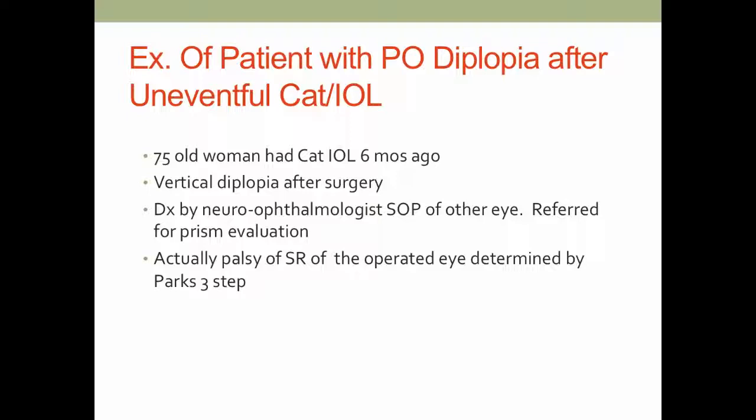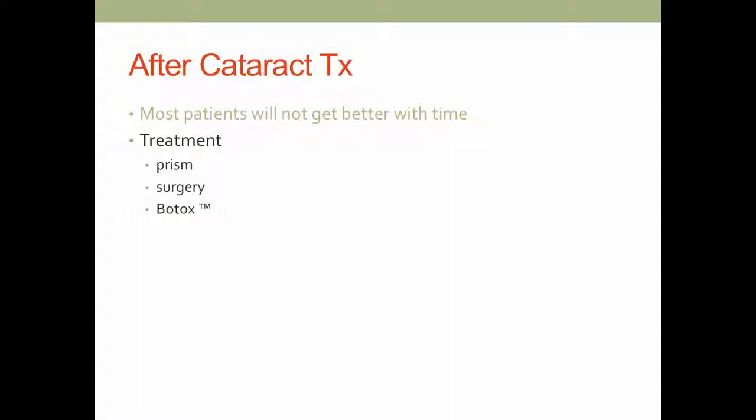Applied the prism. They do not get better with time. These are permanent insults to the muscles. So prism is usually the treatment. Most of these patients are going to wear some form of glasses, and the utilization of treatment is not a big problem for them.